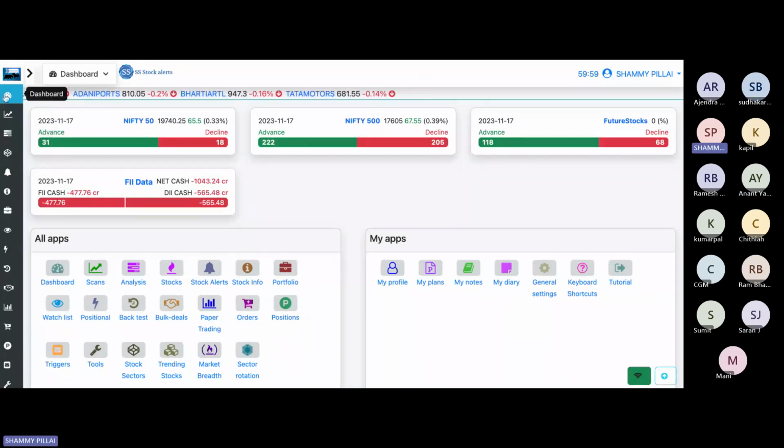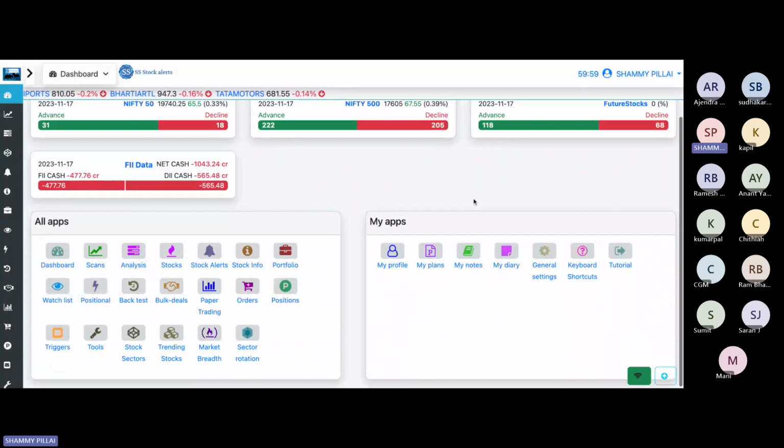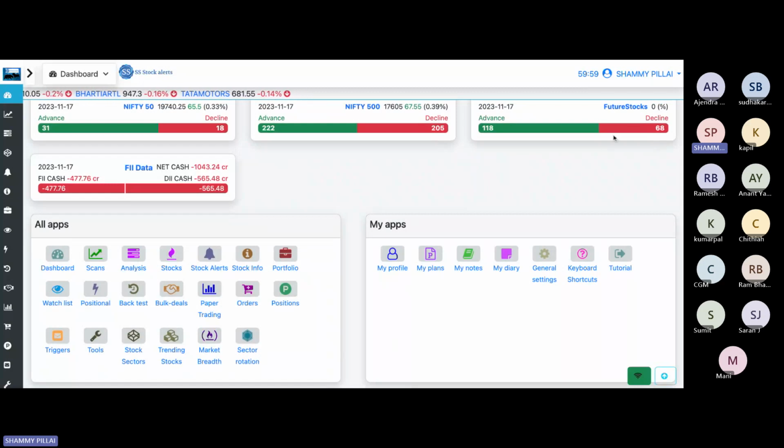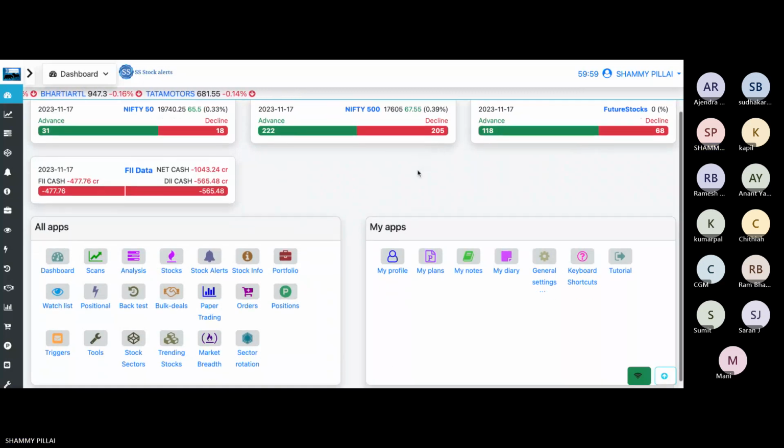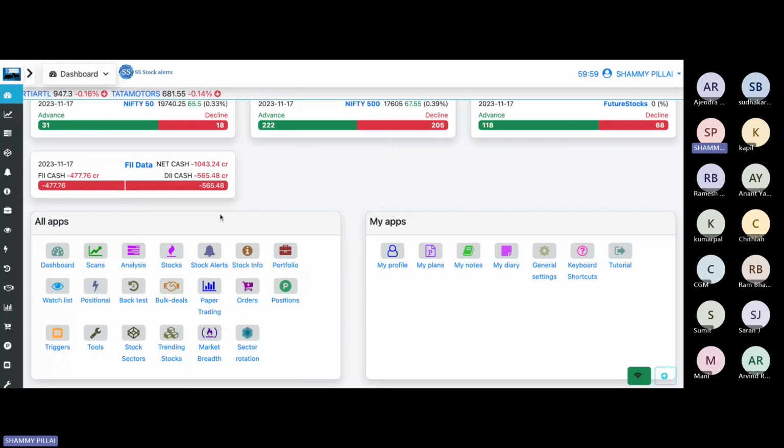What you can do is log in to SSStock Alerts. You will get this page. This is the summary page of what we are having in SSStock Alert. So basically, this is what we want. This is the most important part of our scanning in day-to-day usage of SSStock Alert.